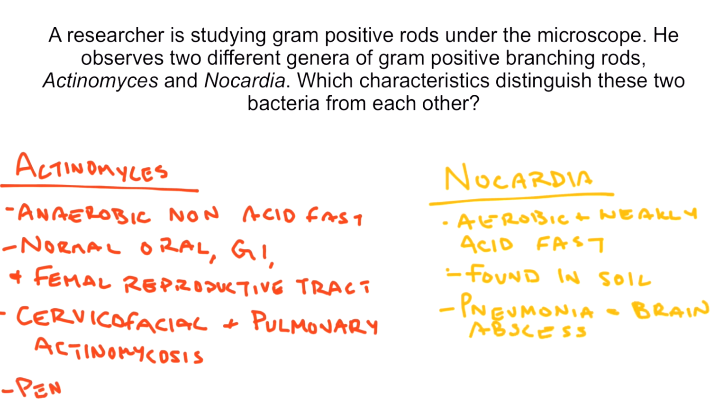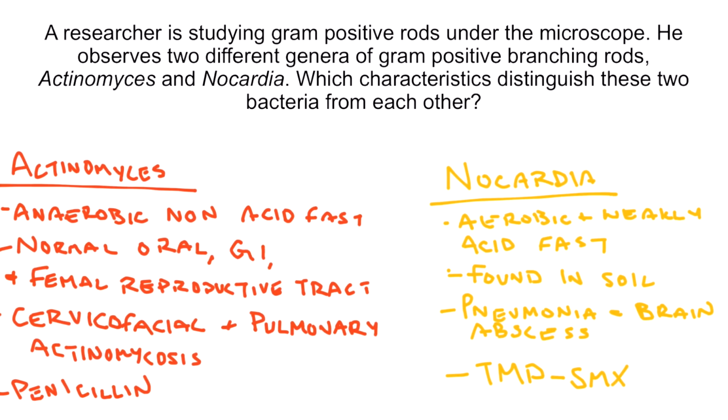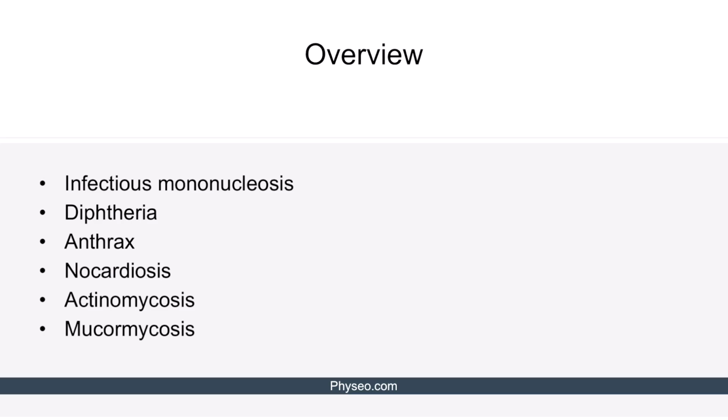Finally, actinomycosis is treated with penicillin, while nocardiosis is treated with trimethoprim sulfamethoxazole, or TMP-SMX. Finally, let's move on to our last topic, mucormycosis.